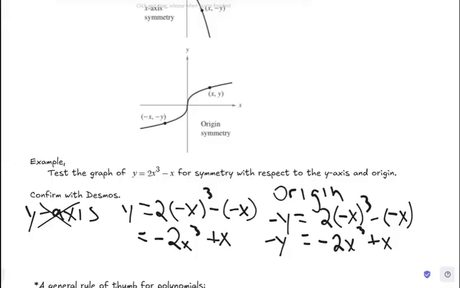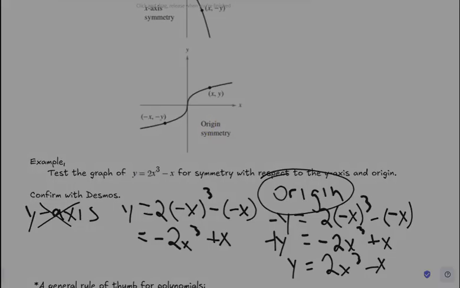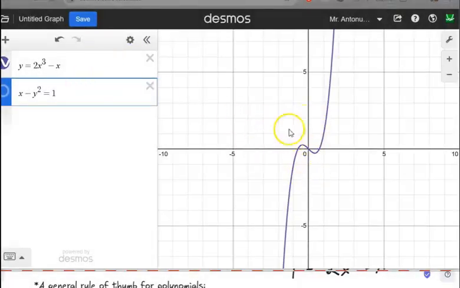Now if we solve this for y, you would just divide by the negative, which really you could think of as a -1. So you'd have y equals 2x cubed minus x, which is the equivalent equation. So when we replaced x with -x and y with -y, we got the equivalent equation. So that means this graph is symmetric with respect to the origin. So we'll show that to you on Desmos. Okay, so we can see that the graph here is symmetric with respect to the origin. If we were able to rotate this 180 degrees, it would land right on itself.